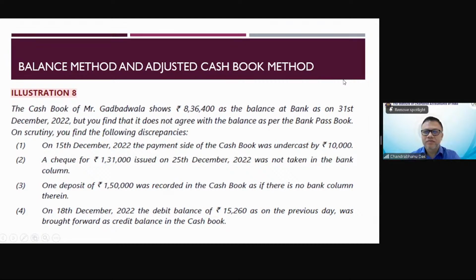So the first one: on 15 December 2022, the payment side of the cash book was undercast by 10,000. The fourth one was also an error. Okay. Any other error you are finding?